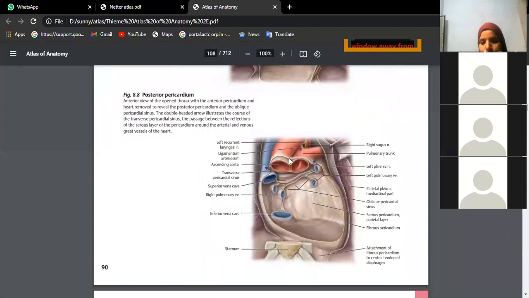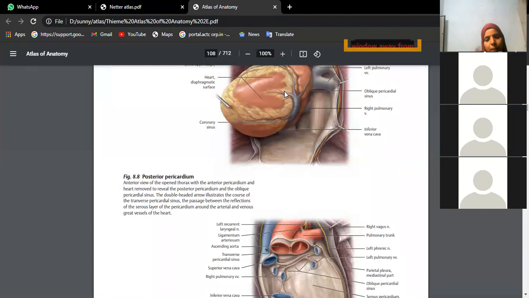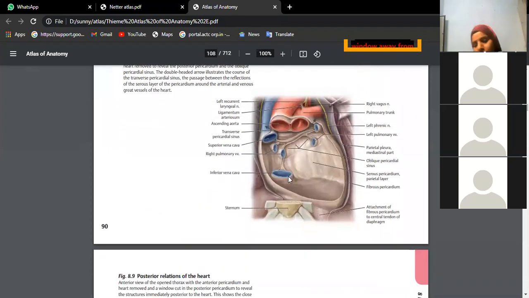See, now heart has been removed. Successfully you have cut pulmonary trunk. Successfully you have cut aorta. You have cut the four pulmonary veins, superior vena cava, inferior vena cava. When you cut all these connections, heart comes in your hand, you just keep it in the tray. Once you keep the heart aside, then you will see this pericardium behind.